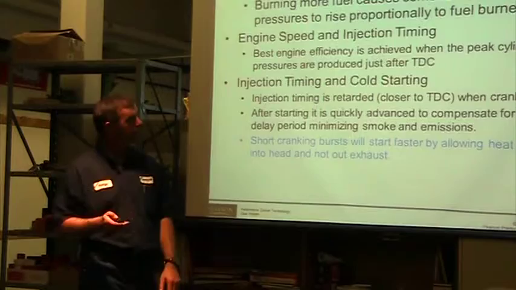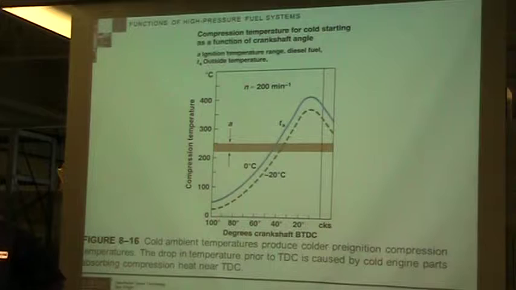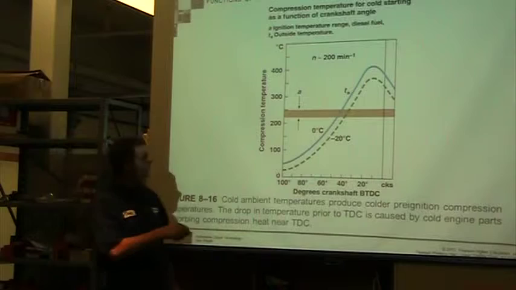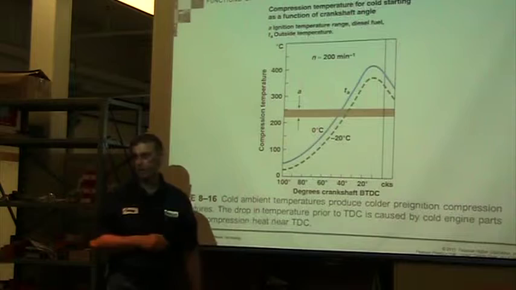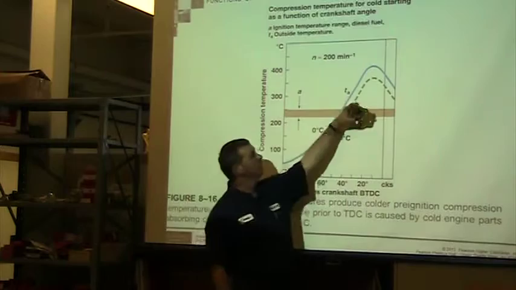Compression temperatures. When it's cold out, you're drawing cold air in, so your compression temperature is going to be lower. It should naturally occur to you that if I suck cold air in and compress it, my final temperature is going to be lower than if I sucked in hot air. Hence, that's why we have intake heaters, so that we can heat up the air going in so that when we compress it, the final result is going to be higher. If cold air is coming in, our peak temperature when we're cranking is going to be lower than if it was warmer air. By turning on an intake heater, I'm going to raise my combustion temperature and it's going to start easier.